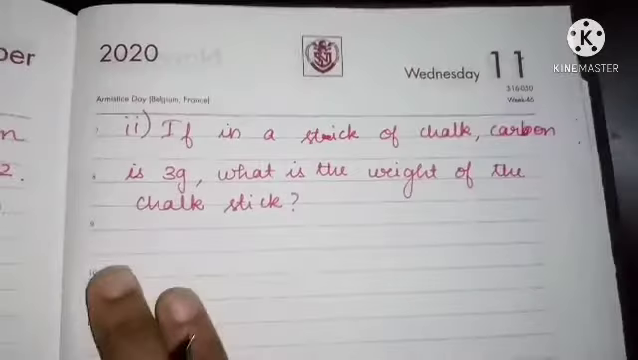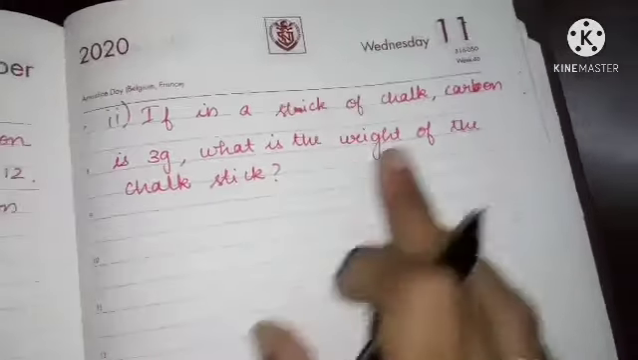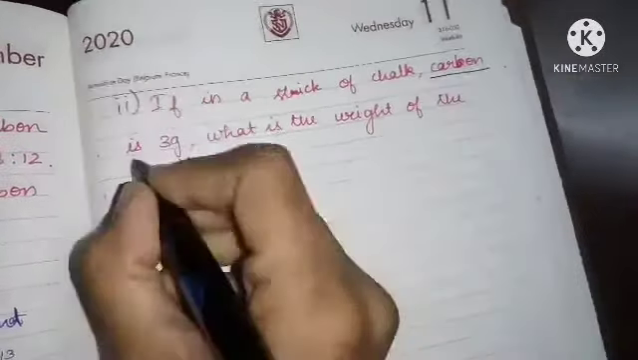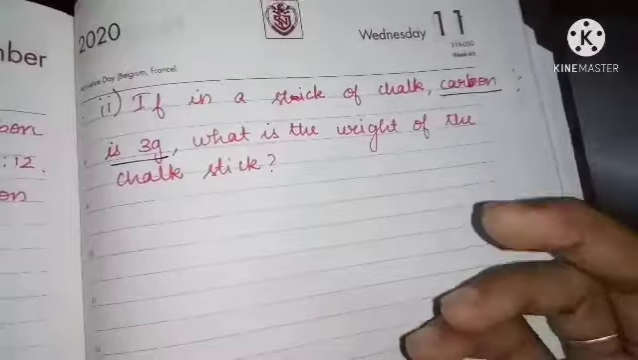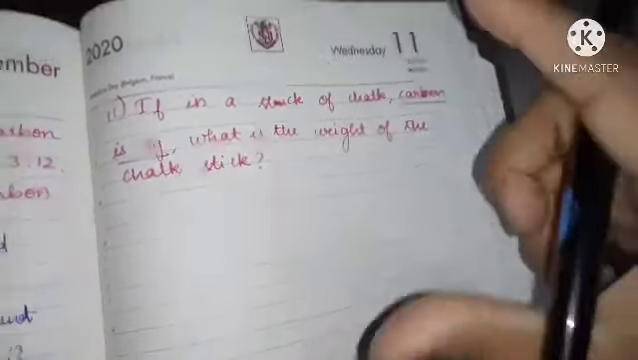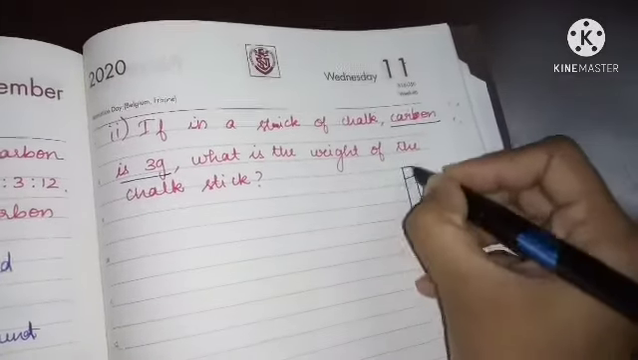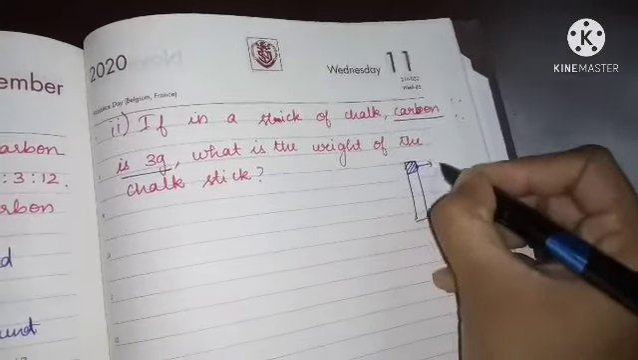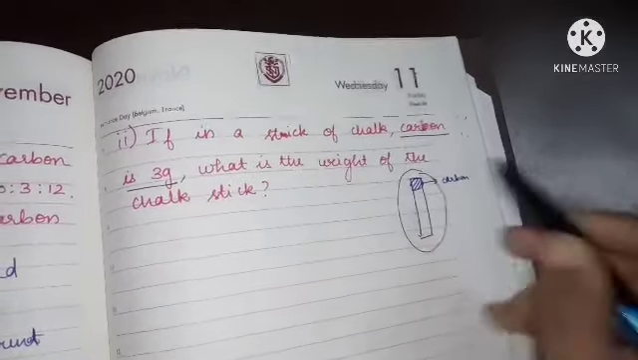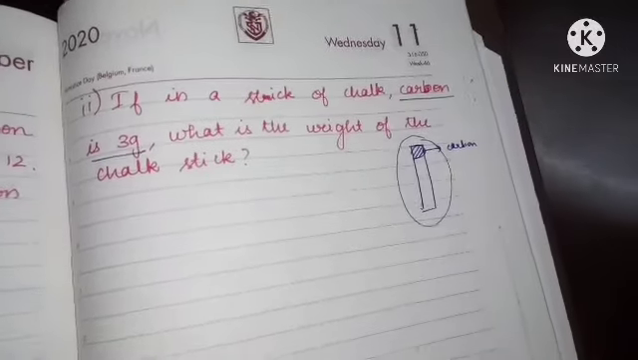Next, second subdivision. If in a stick of chalk, carbon is 3 gram. So what is the weight of the carbon given? 3 grams. What is the weight of chalk stick? Which means total chalk weight. If this is the chalk, 3 grams of this is only carbon. This full weight I have to find. Okay, full weight of the chalk we should find it.